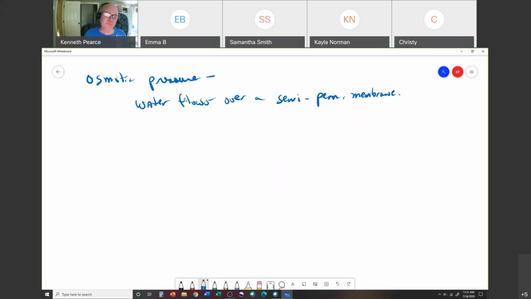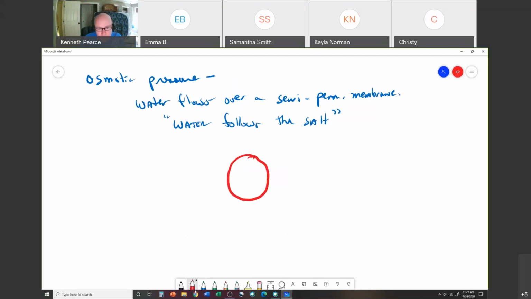All right. Now, the thing that my biology friends tell me is water follows the salt. That's how my biology friends put it. Water follows the salt. Now, from a biological standpoint, this is important because if you have red blood cells, and I'm going to draw them red, here's a red blood cell. There it is. All right.